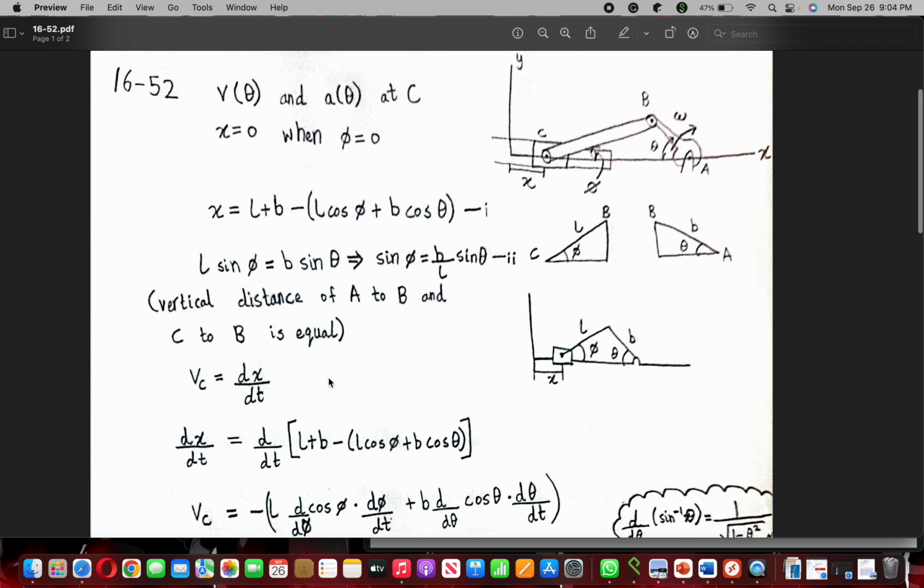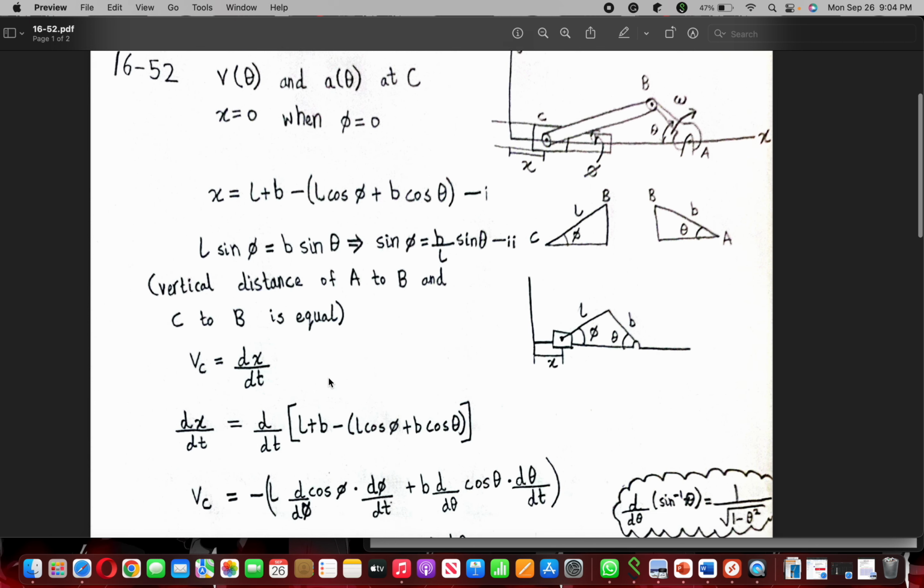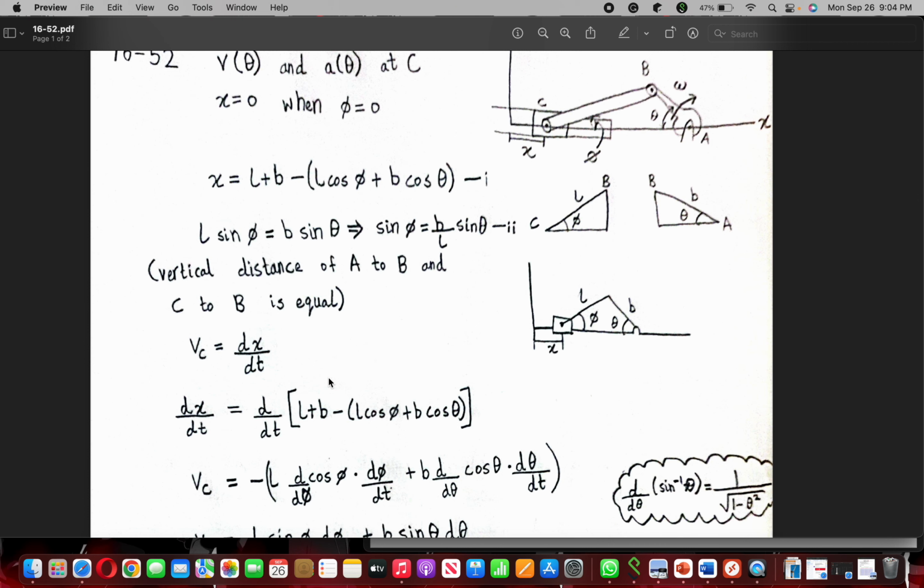And as you know, we are finding the velocity at C, and the distance traveled is x. So the displacement along the horizontal guide is x. So differentiating it with respect to t means that we are finding the velocity. So we differentiate x with respect to t. So we get dx over dt, which is equal to vC.